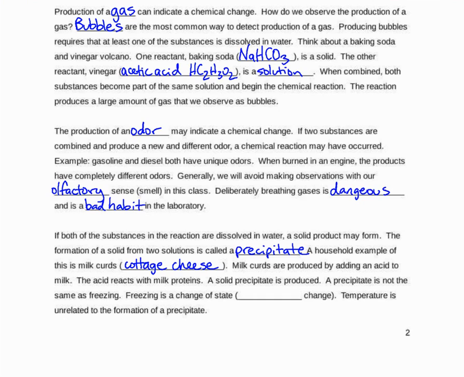The acid reacts with the milk proteins. The proteins were soluble in water. The new product is no longer soluble. It forms a solid precipitate. It sinks to the bottom of the solution. A precipitate, important to note, is not the same as freezing. Freezing is a change of state, which is a physical change. This is where you lower the temperature of something until it becomes a solid. Temperature is unrelated to the formation of a precipitate.